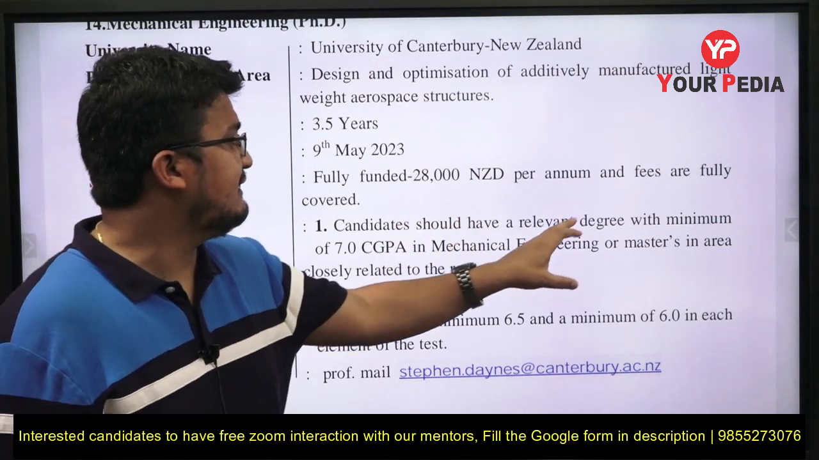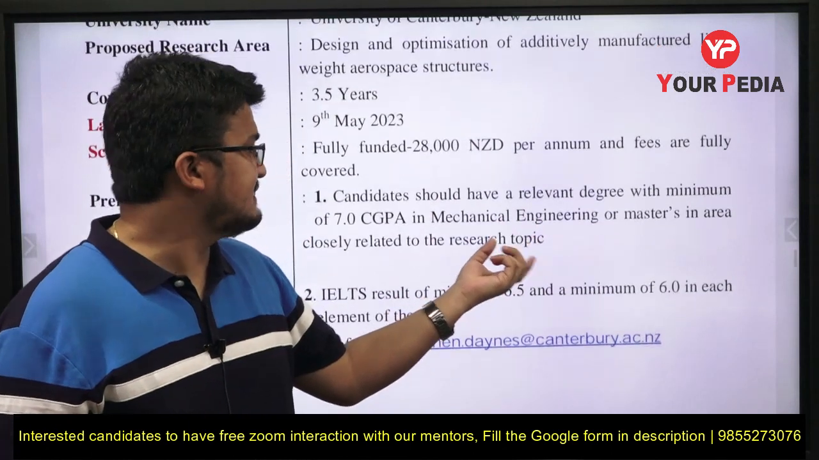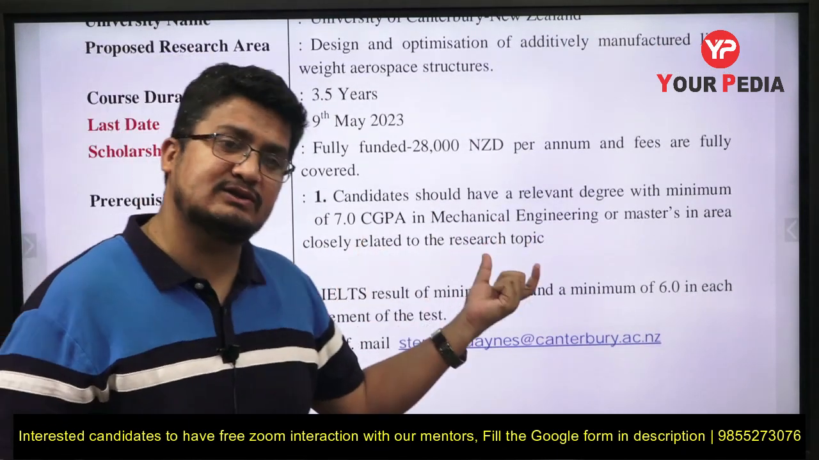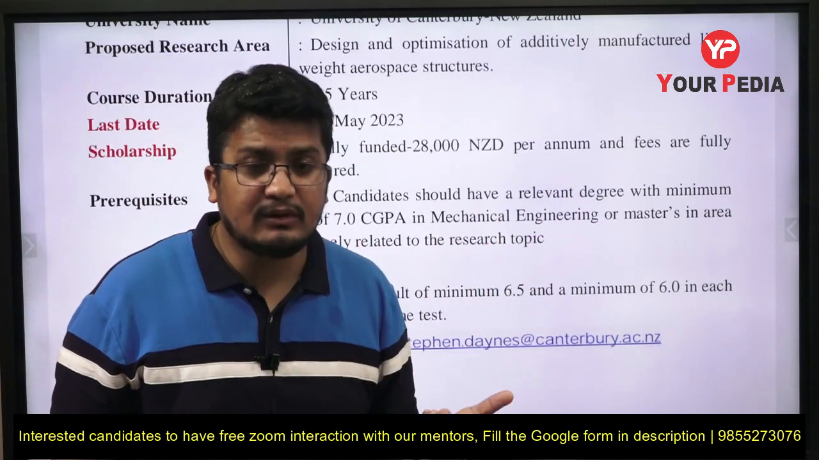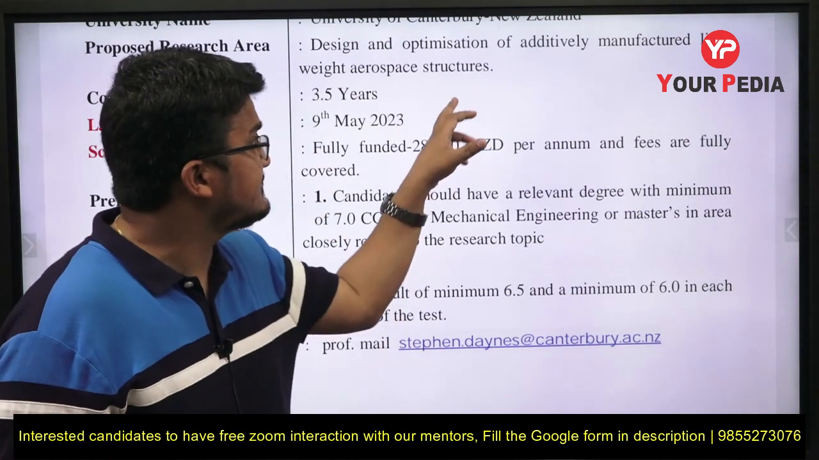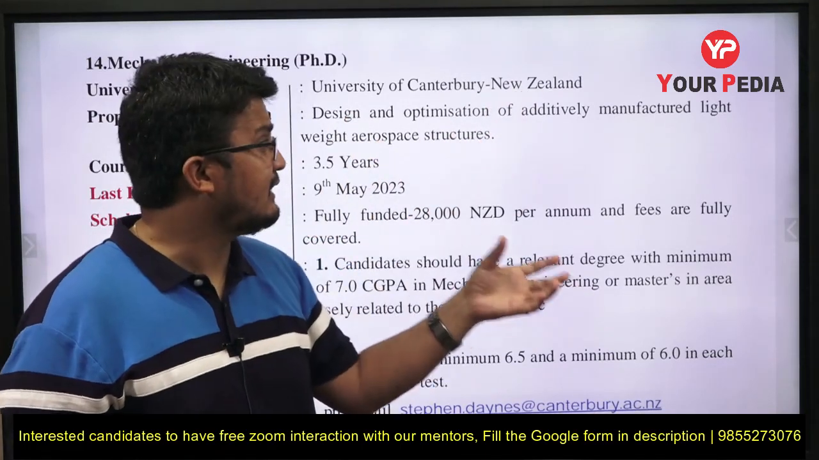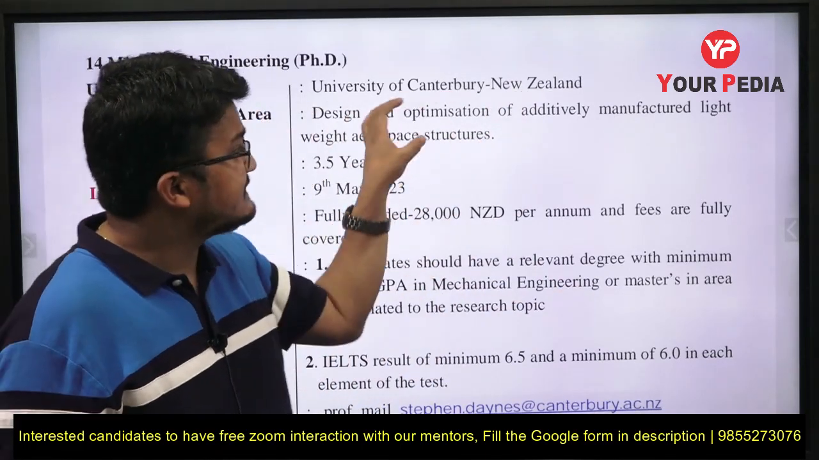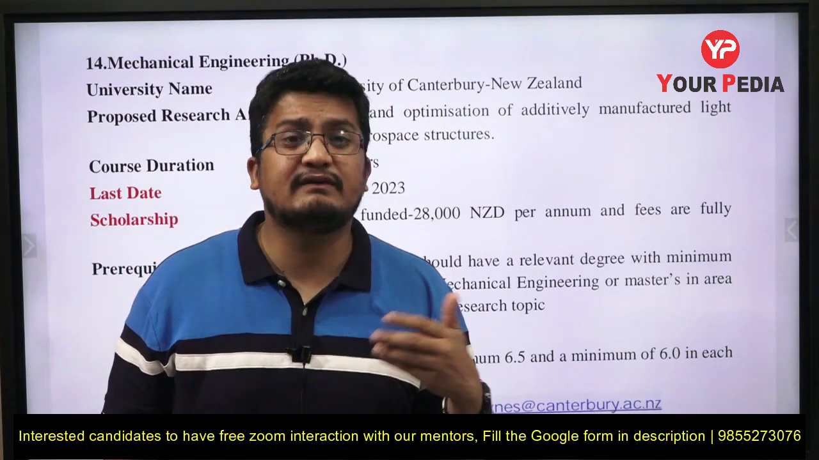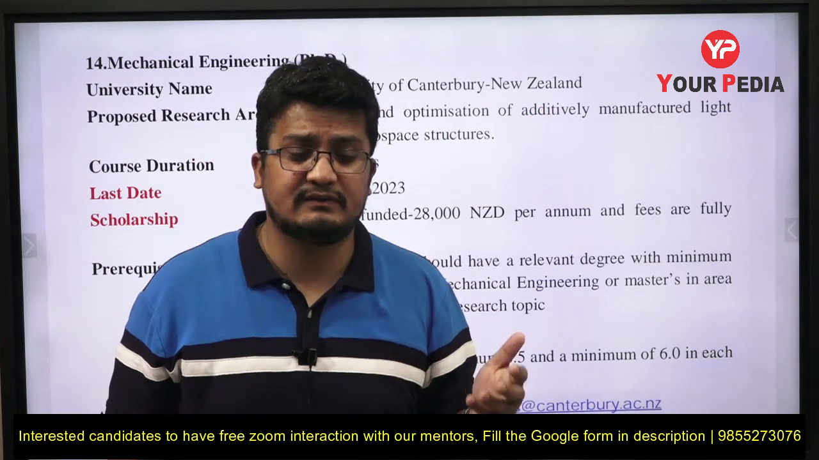Candidates should have a relevant degree with a minimum of 7 CGPA in mechanical engineering or a master's in an area closely related to the research topic. Again, how will you come to know what the areas are, what the coursework is which is required to get into this research area? Obviously, you need to visit this university website, explore this area, and see what kind of additional information is given there, right? There will be detailed information related to this, about what their expectations are from the student.